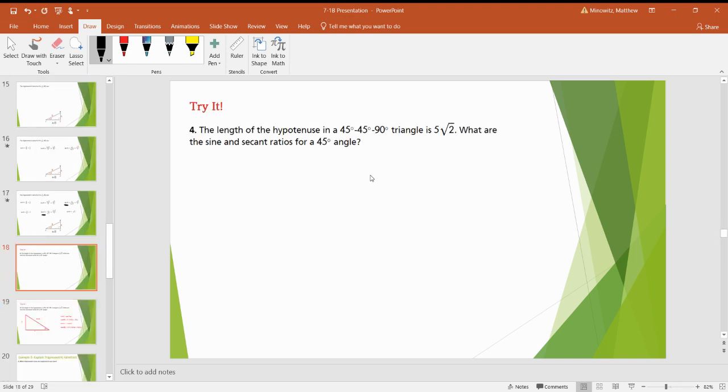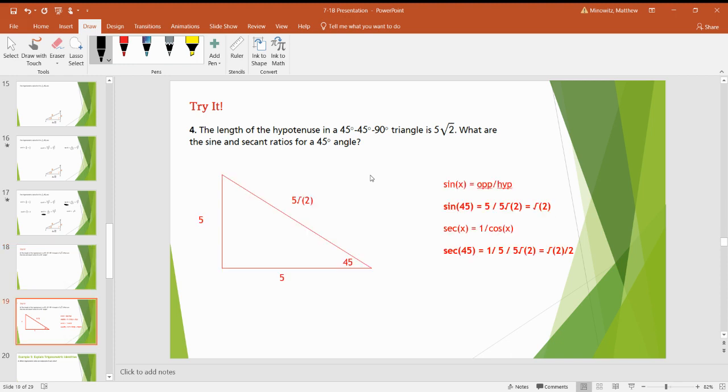So now it's your turn. Okay, the hypotenuse is 5 square root of 2. I want to know the sine and the secant. Pause the video, draw the picture, do all the steps you think, and then we'll come together in a moment and see if you got the right answer. Okay, so here we go. We'll take a look at it.